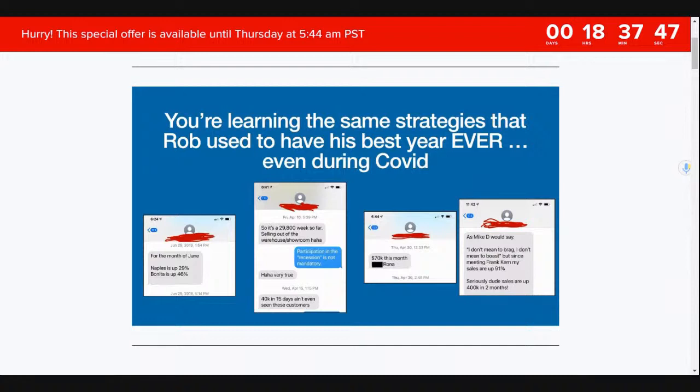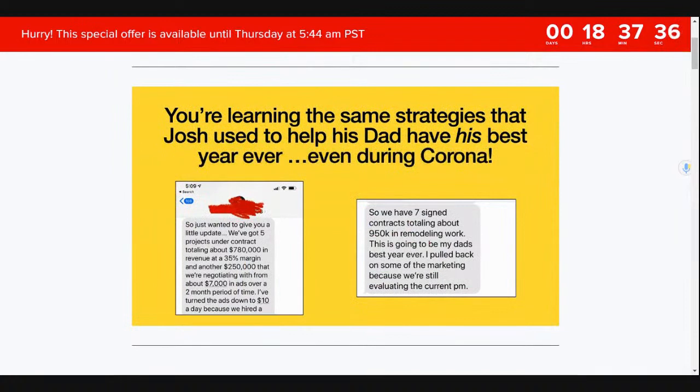Is this an income claim? No, it's not. I'm not telling you you're going to do that. I don't know anything about your business, right? My point is different businesses have used this methodology and it's working pretty good. Same strategies I help with Josh, my private client.